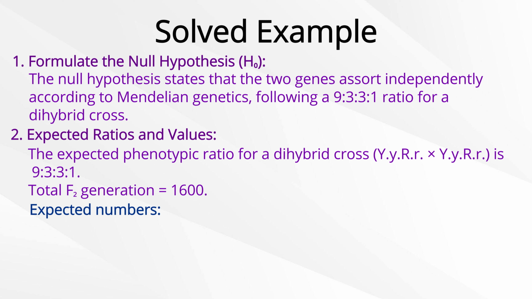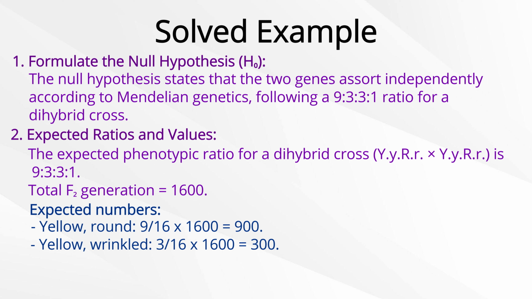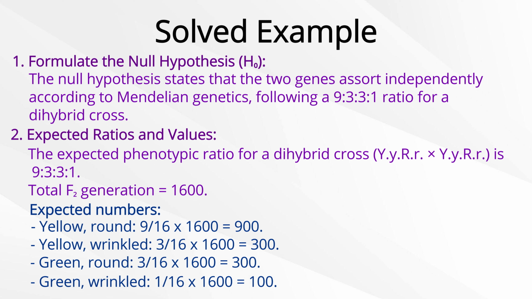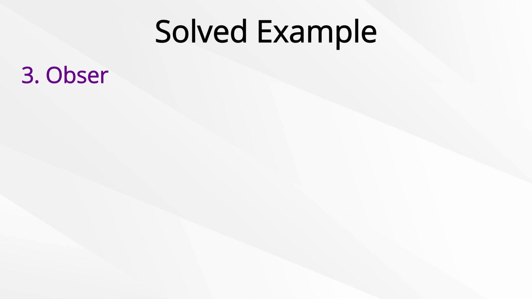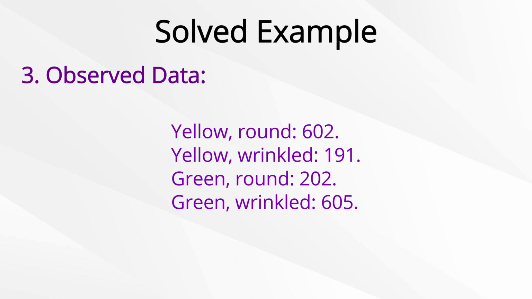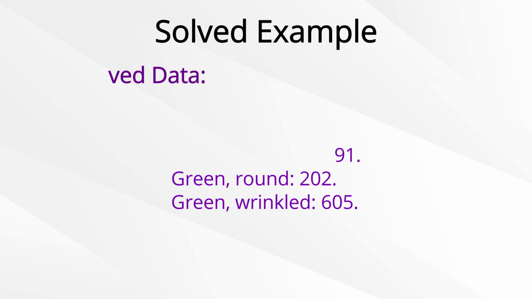Expected numbers. Yellow, round: 9/16 multiplied by 1600 equals 900. Yellow, wrinkled: 3/16 multiplied by 1600 equals 300. Green, round: 3/16 multiplied by 1600 equals 300. Green, wrinkled: 1/16 multiplied by 1600 equals 100. 3. Observed data. Yellow, round: 602. Yellow, wrinkled: 191. Green, round: 202. Green, wrinkled: 605.